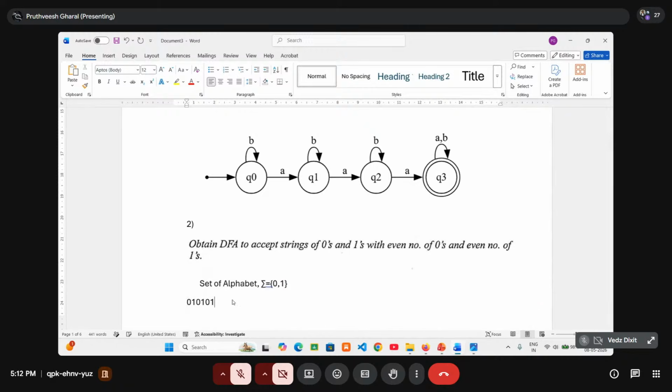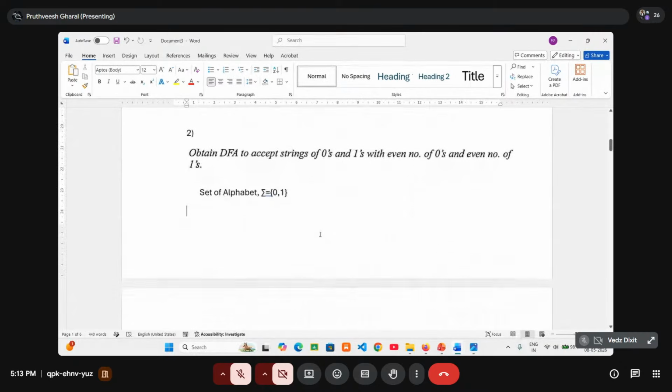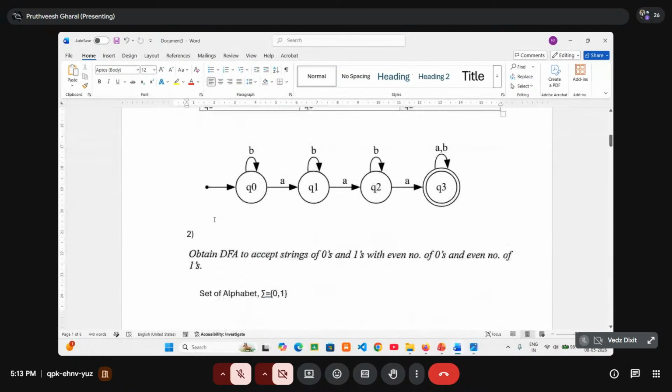Our DFA has to find out and reject certain strings. Now here in this string, it has to reject it. Why? Because it has found an odd number of zeros or ones. So we have to track two things here: the number of zeros and the number of ones. A DFA, as we know, does not have any memory. So how do we do this?